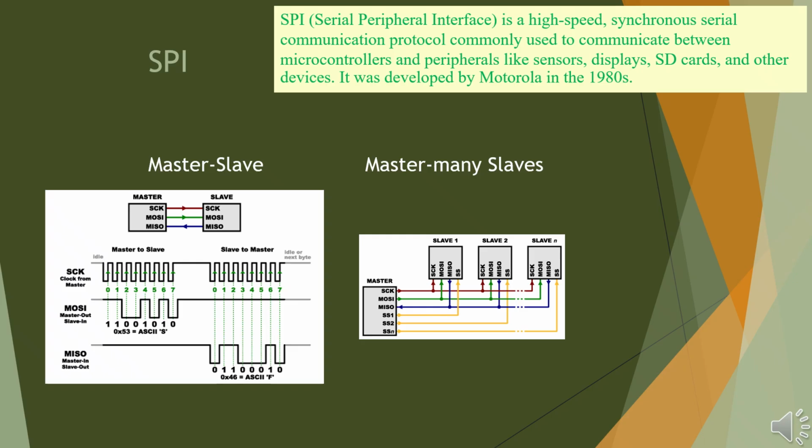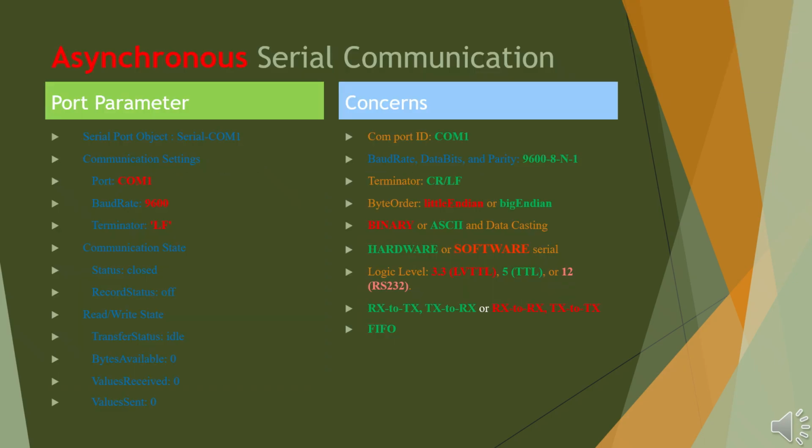When we use an SD card module or an OLED display in Arduino or Raspberry Pi Pico projects, we're most likely communicating through SPI. Overall, SPI combines speed, precision, and simplicity, making it one of the most essential protocols in embedded system design. When configuring a serial communication interface, several parameters and physical concerns must be carefully checked to ensure that data transfer is reliable and error-free.